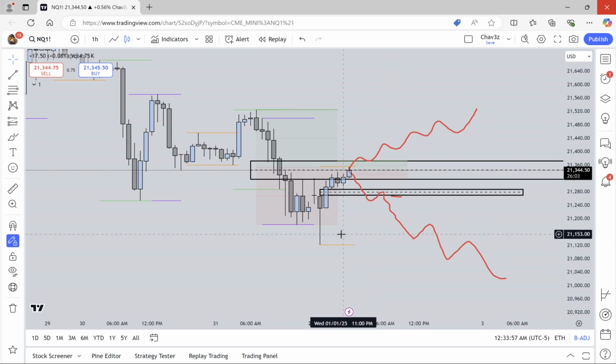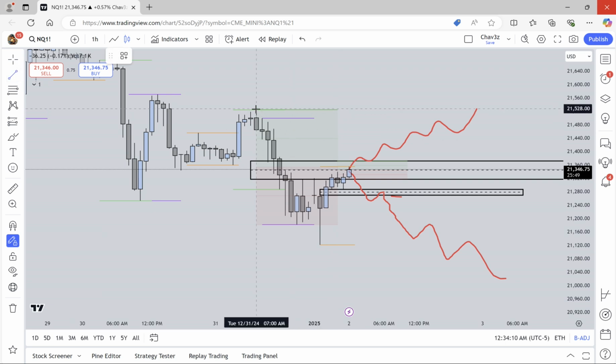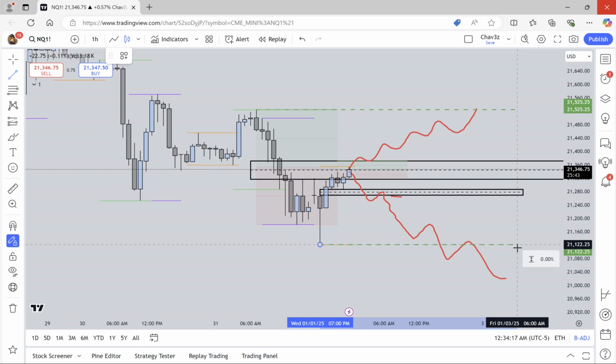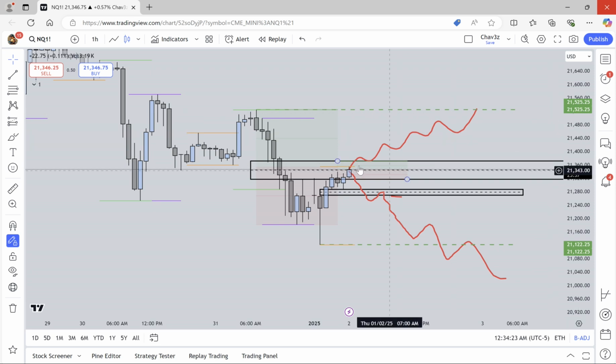So those are my two directional reasons that I believe, how I believe price will get to Asia low, or how I believe price will get to previous day high, right? And then, if we map it out, previous day high is, and current day low, sorry, not previous, current day low is 21,122, 21,522. So we're literally smack dab in the middle of price.